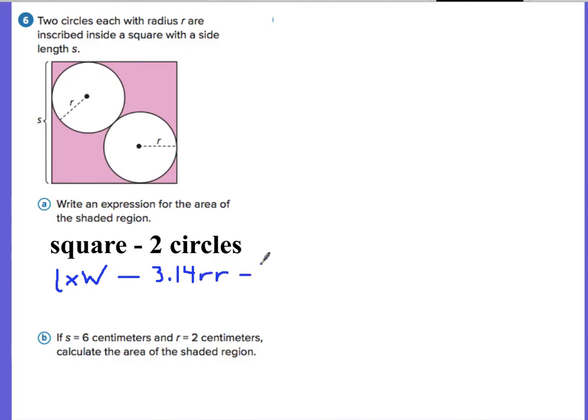So this is what we want to see when we see expression: don't put all the numbers in yet. We want to know what that's going to look like. Now it says if S is 6 and R is 2, well, we don't need to look back up at the diagram again because we know that this side length is 6, so we're going to use that for length and width. So 6 times 6. And then we're going to subtract; R is going to be 2, so we can substitute in 2 for R. And we need to do that twice.